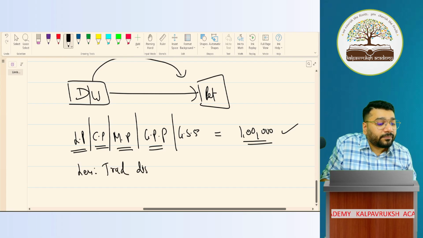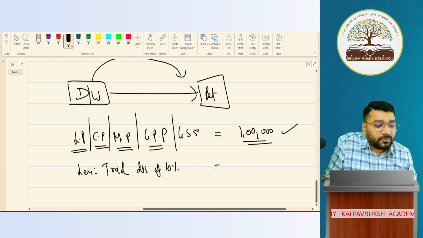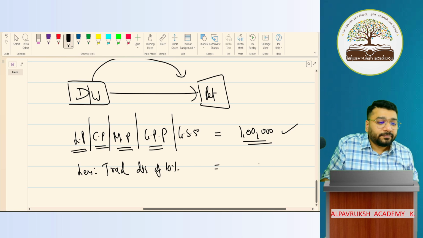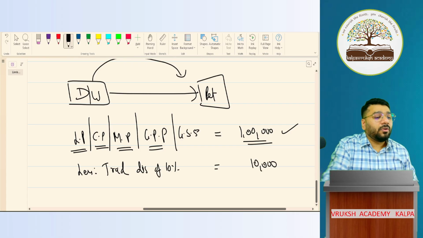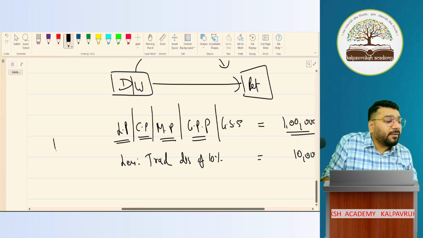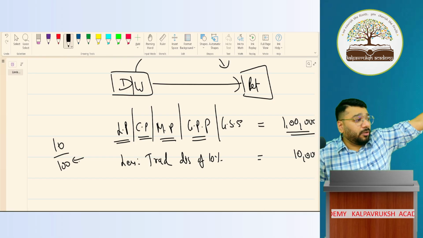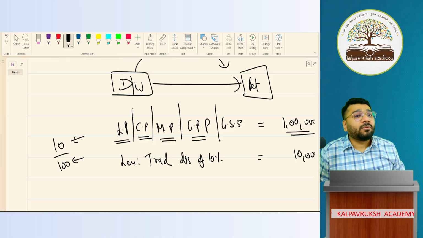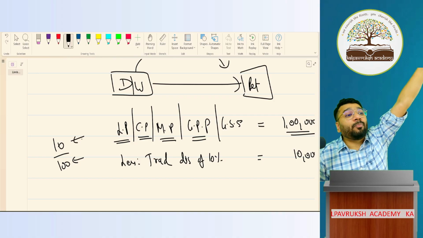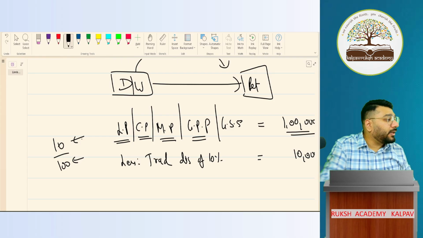trade discount of 10%. So 1 lakh at 10% is how much? 10,000. What is meant by 10%? 10 by 100. What is meant by this? For every 100 rupees of catalog price, 10 rupees will be the discount. So for 1 lakh purchase, how much is the proportionate discount? Got it? Not got it?